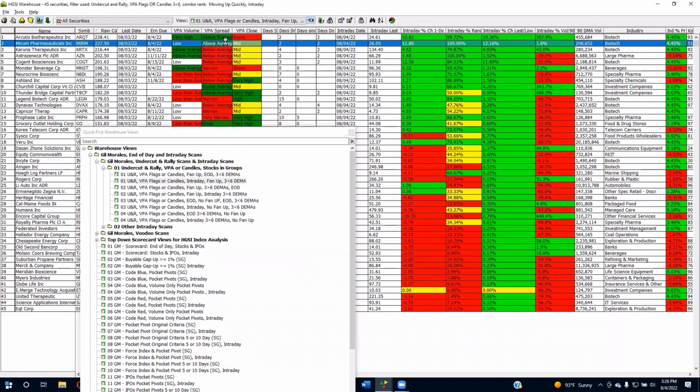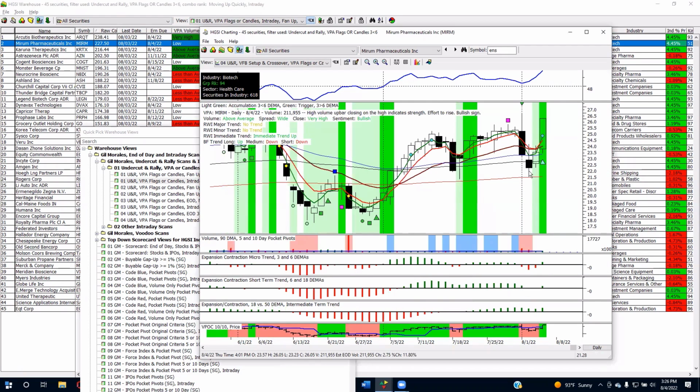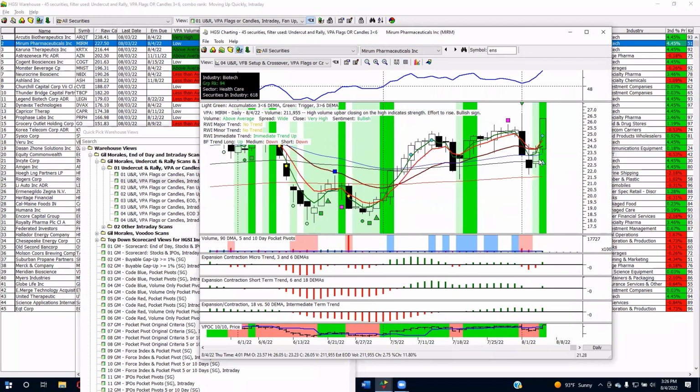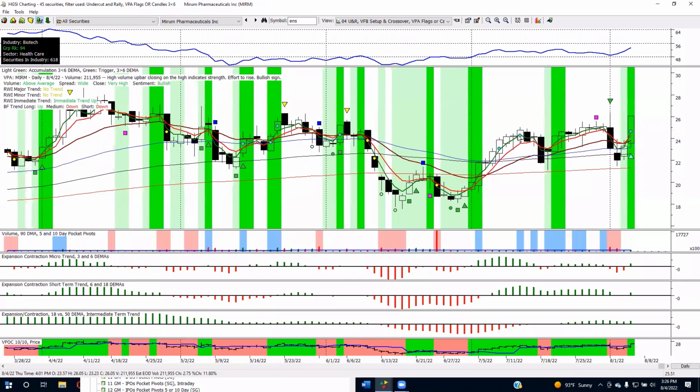So let's just look at another stock. Now here is another stock. Let's look at the fundamentals here. Negative but improving earnings. See, these last 2 quarters were positive, and the next quarter is expected to be positive too. So improving earnings, and the group is moving up. And here's an accumulation bar. Remember, I was looking for the white candle, and then here's a crossover with a VPA flag.